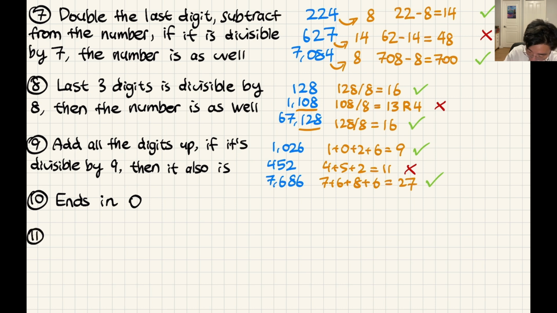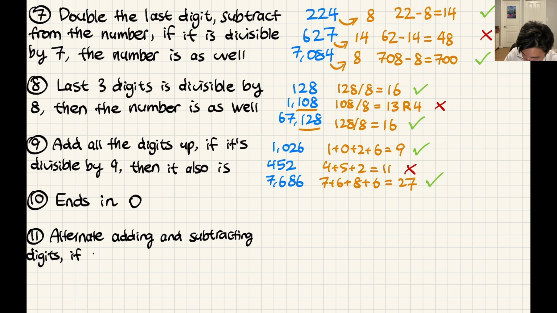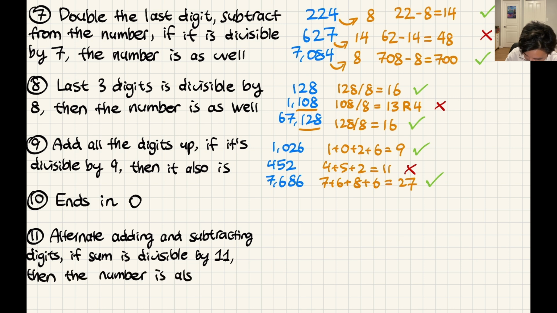Right, with 11, we alternate adding and subtracting digits, and if the result is divisible by 11, then the number is also. Alright, so here's a pretty fun one actually. Alright, so again, we'll only be working with big numbers here.